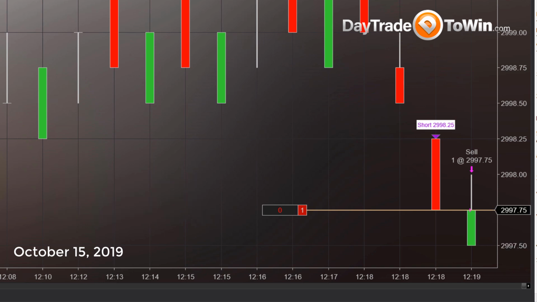So this is the fill that I have, 29.97.75 short. Okay, very simple. I entered, I'm in, I'm out. Now we manage the trade.